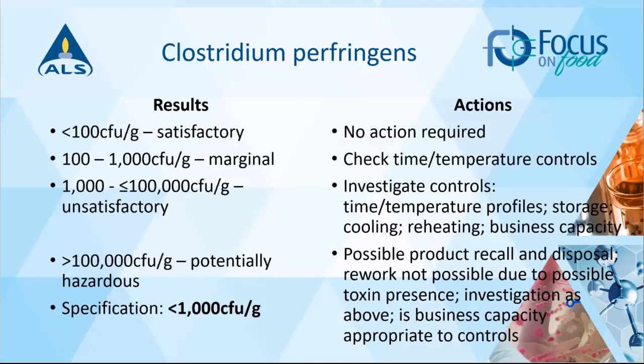Once elevated levels are detected in these types of products, they can't be used for rework, and that's due to the potential for toxin having already formed in the product. For a company that gets repeated out of specification results for Clostridium perfringens, they should look strategically at the business's ability to maintain appropriate controls at whatever level of production they're at. So it's an indicator that controls are not working.